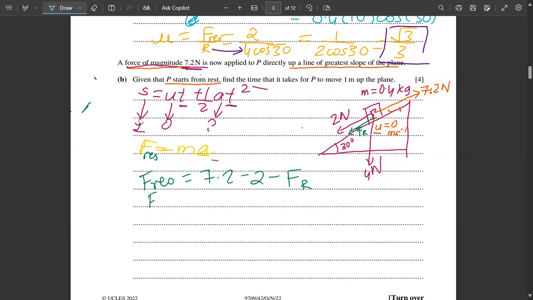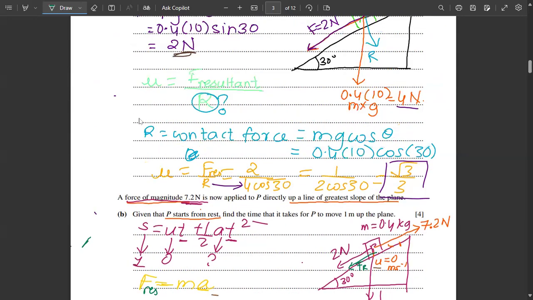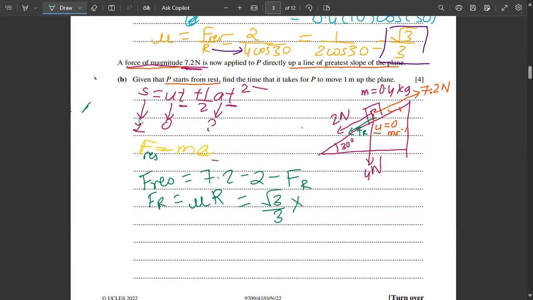So what is the formula for the friction force? It will be μR, right? And we know the coefficient of friction, μ, which is root 3 by 3. And R, we already found out above. R is the contact force, which is 0.4 into 10 cos 30, which is 4 cos 30. So now that we have F_R, we can put it in the F resultant formula.